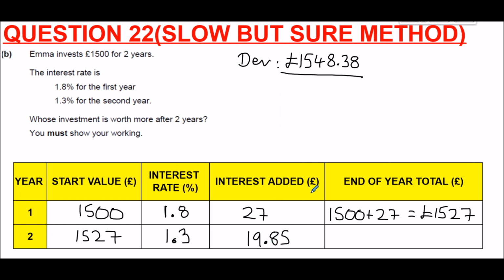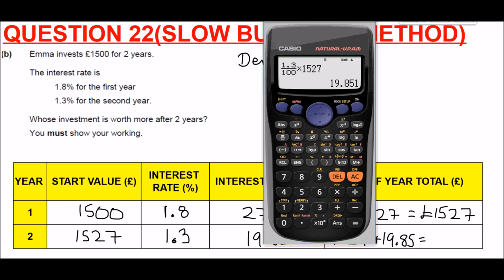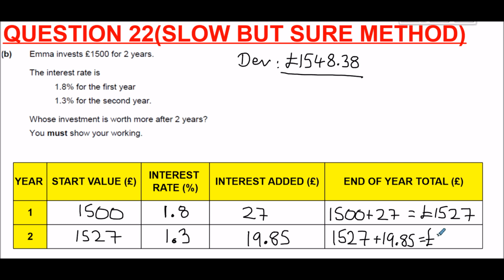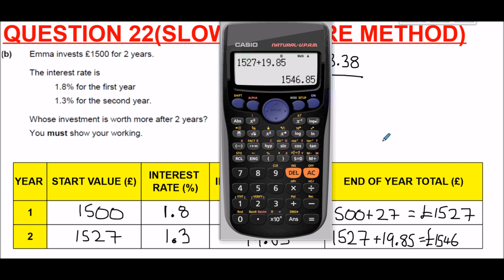So her final total at the end of year 2 is 1,527 plus £19.85. So just checking on our calculator to see what that comes to. 1527 plus 19.85 gives us an end of second year total of 1,546 and 85 pence.